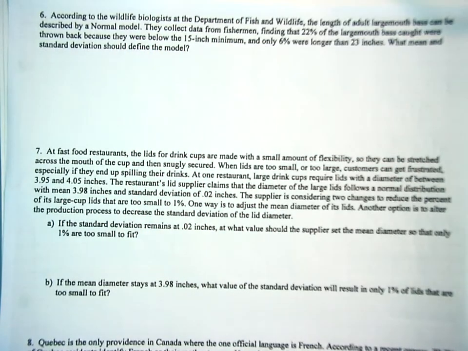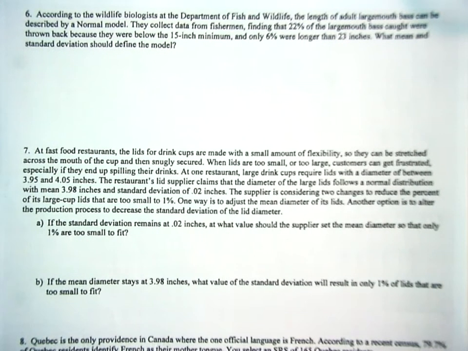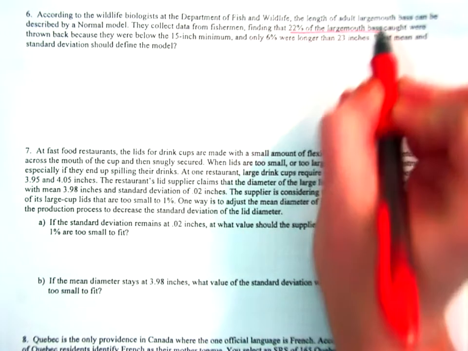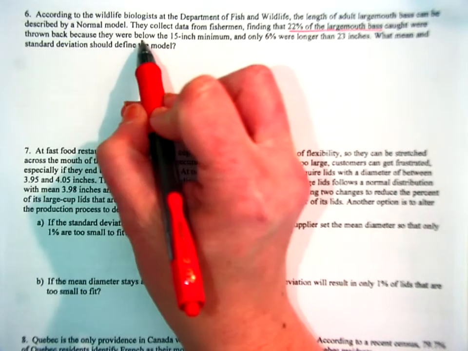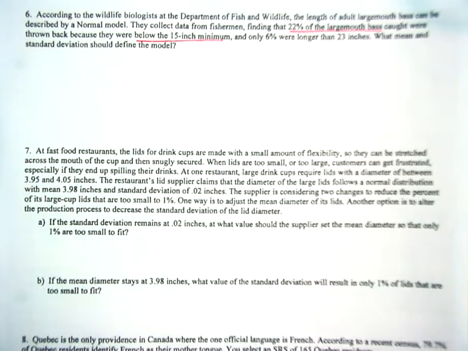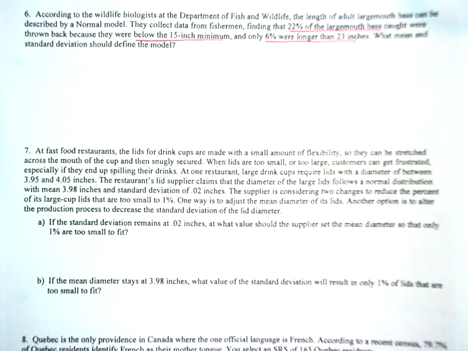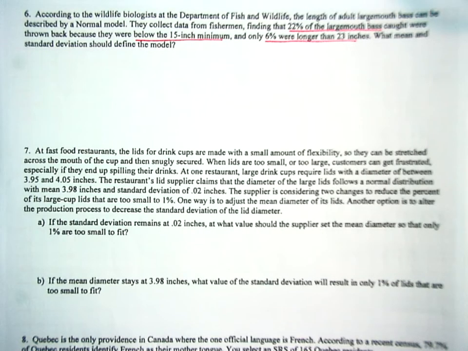All right, according to the wildlife biologists at the Department of Fish and Wildlife, the length of adult largemouth bass can be described by a normal model. They collect data from fishermen, finding that 22% of the largemouth bass caught were thrown back because they were below the 15-inch minimum, and only 6% were longer than 23 inches. What mean and standard deviation should define the model?